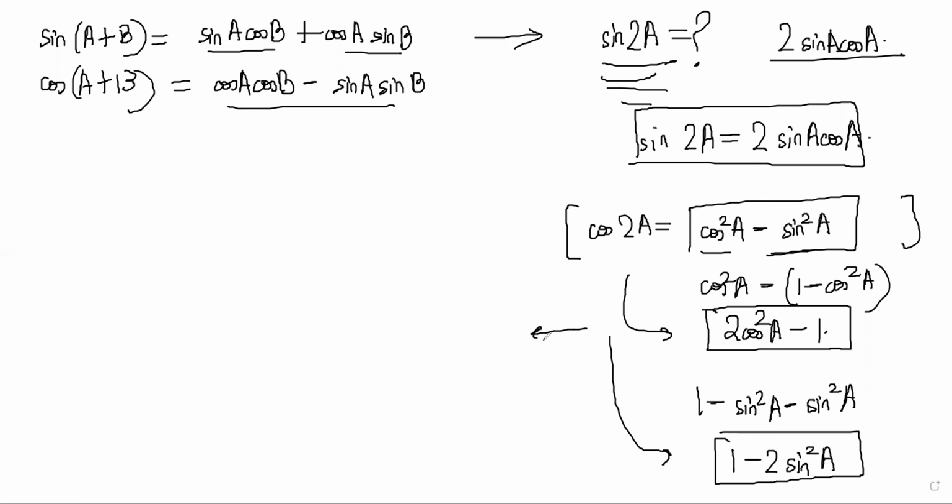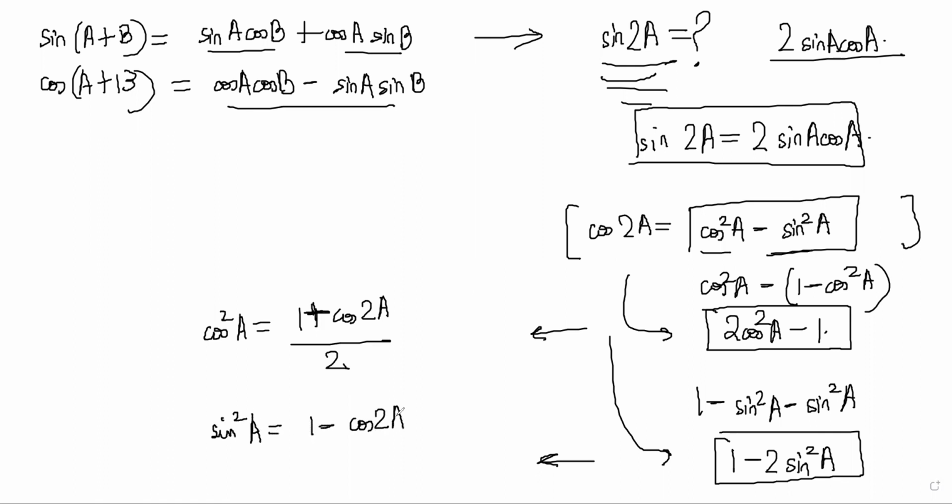So this version and this version are sometimes useful because you can say, what is cos square a? Cos square a is simply (1 plus cos 2a) by 2, right? Take 1 this side. (1 plus cos 2a) by 2 will be cos square a, right? Yes, sir. And what is sine square a? Sine square a is (1 minus cos 2a) by 2, right? Yes, sir. So these two identities are useful.